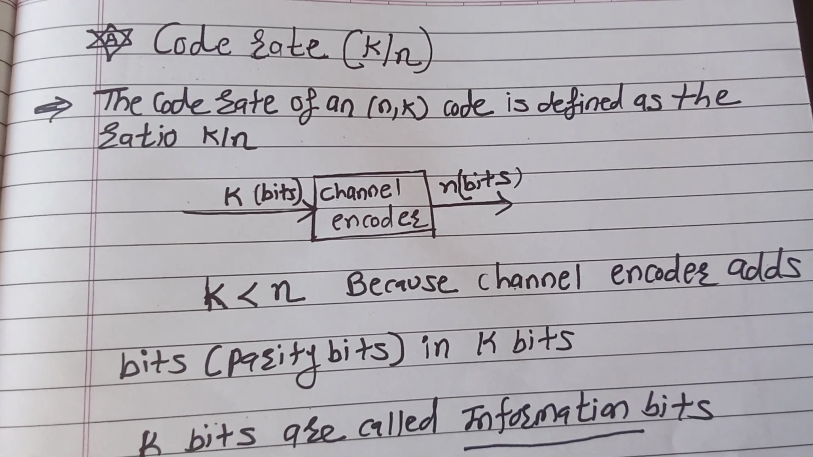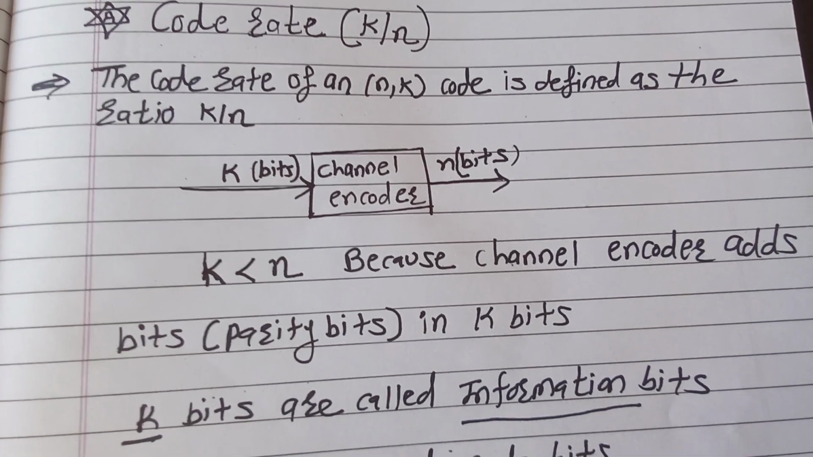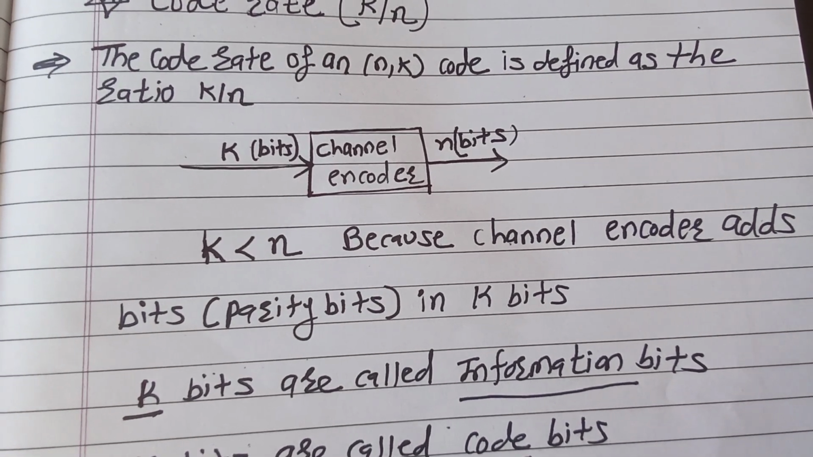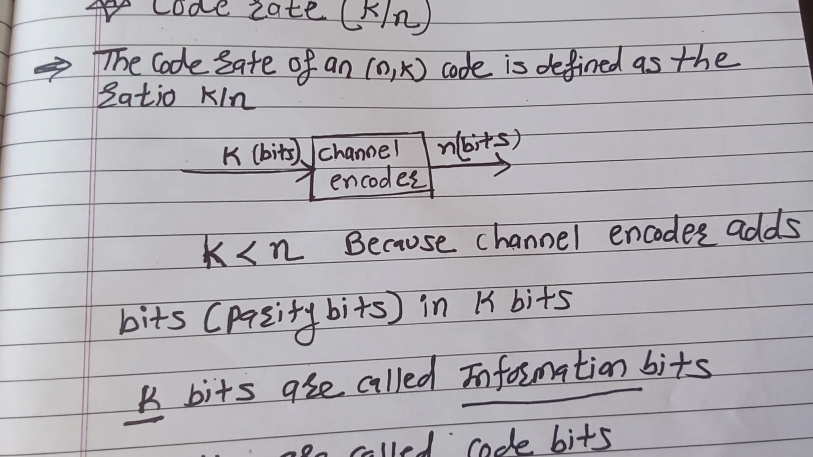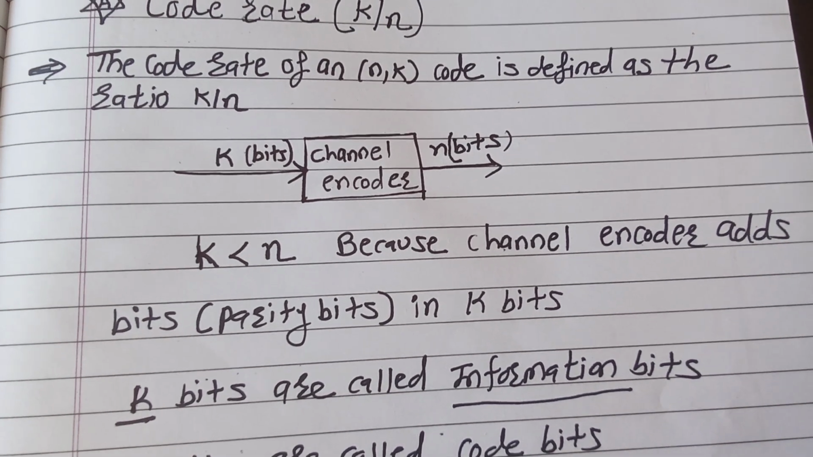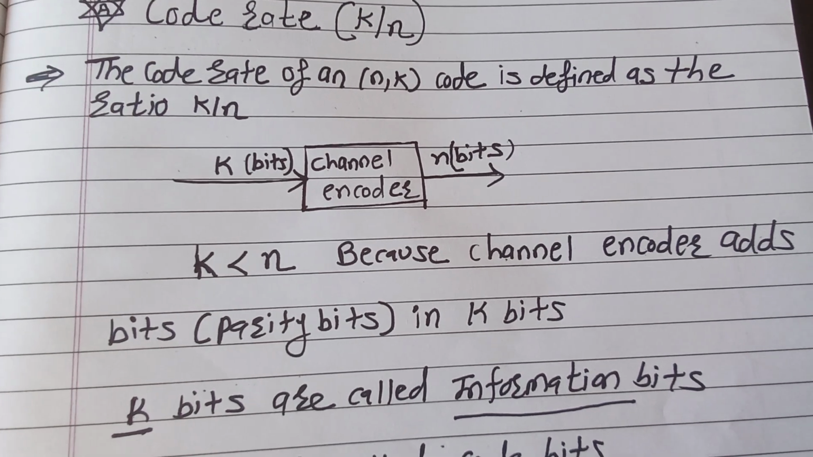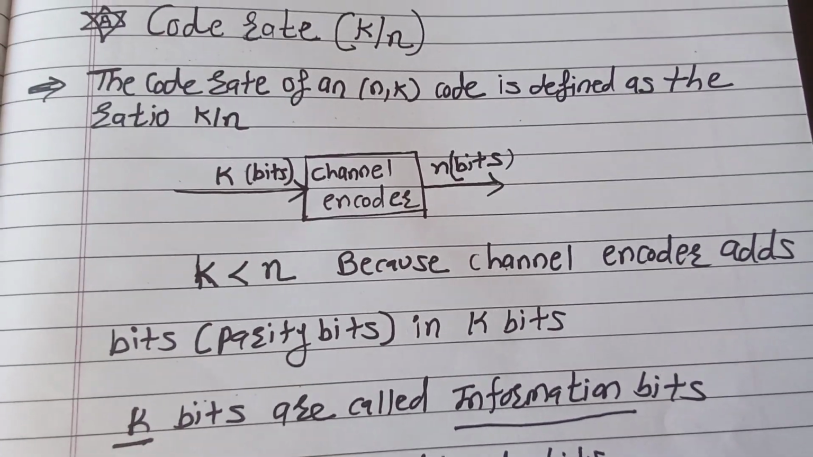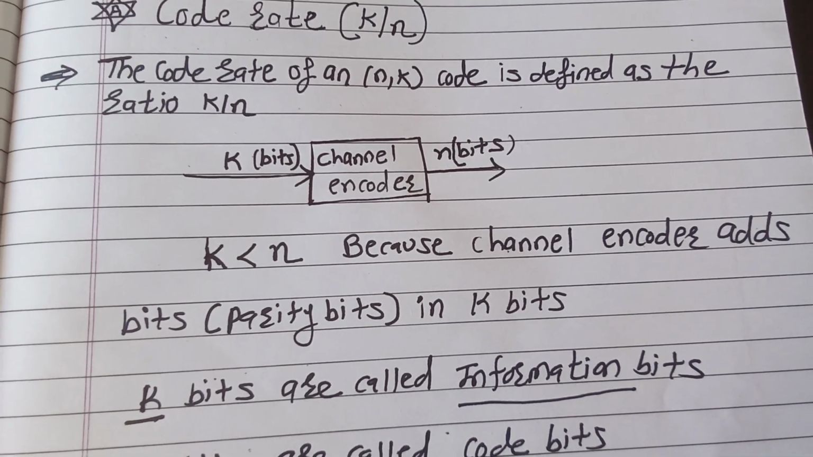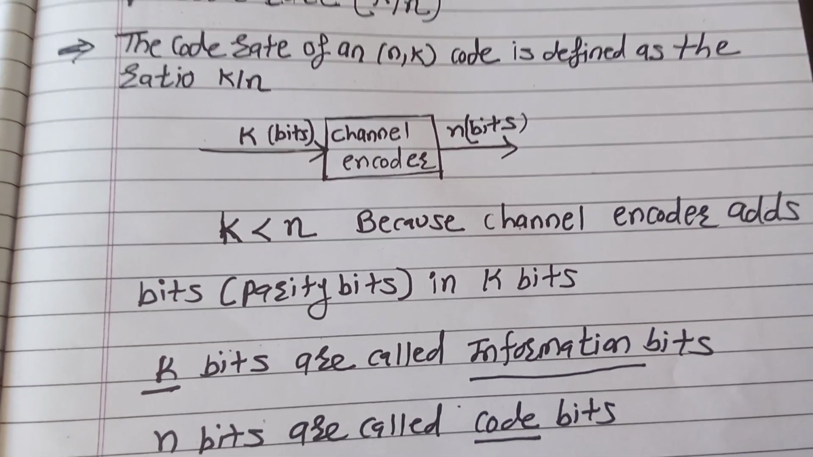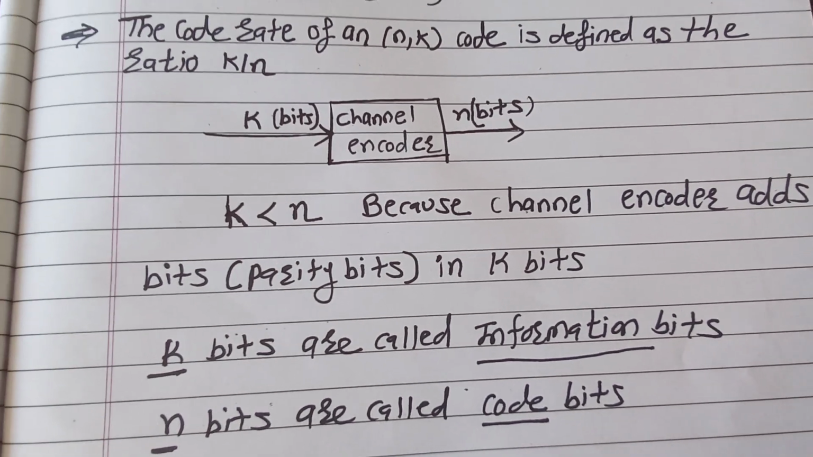Code rate of an (n, k) code is defined as the ratio k by n. The channel encoder converts k bits, which are called information bits, into n bits, which are called code bits. So the channel encoder adds extra bits to the k bits to convert it into the code bits. These extra bits are called parity bits or redundant bits, which are used to detect or correct the errors at the decoder side. So k is always less than n.